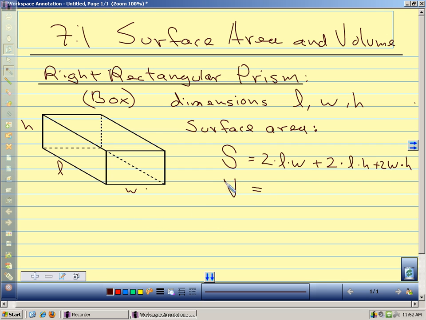How do we find the volume of a box? What is it? Length times width times height. LWH. Yes. All right, and our units for surface area are square units. And our units for volume are cubic units.